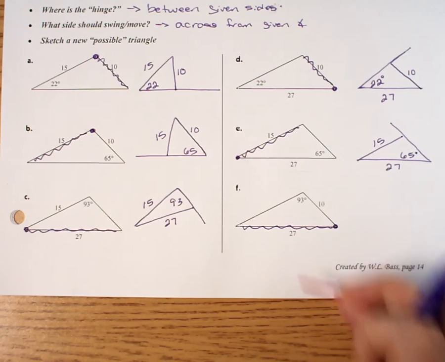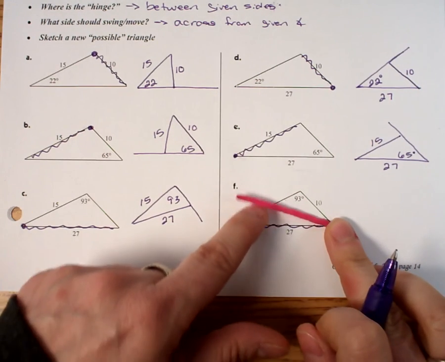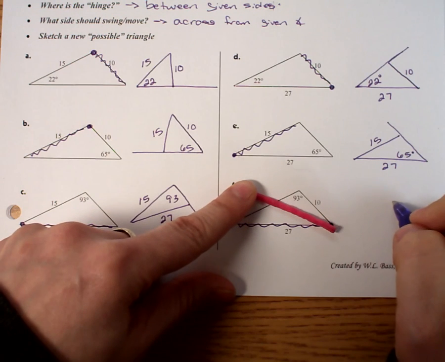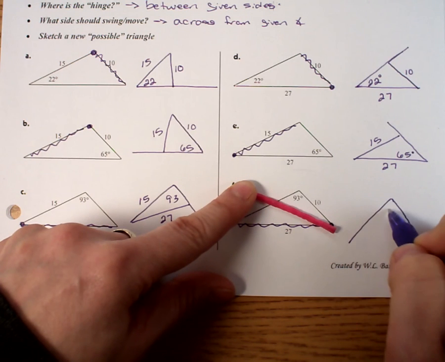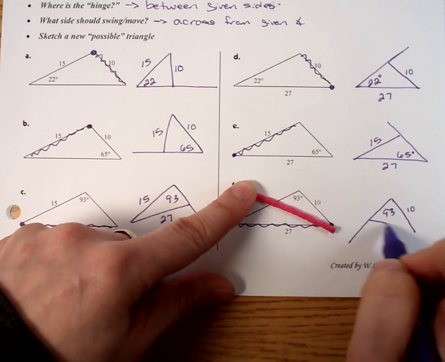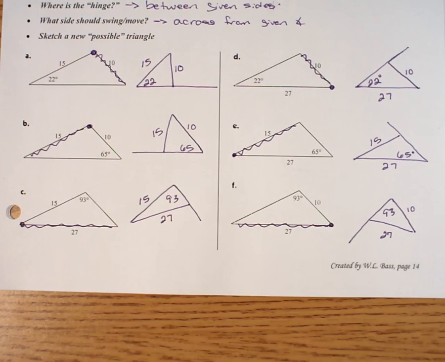Last one. Press down where the hinge is, move it to the inside. I'm going to keep my 10, keep my 93, and drop in the wiki stick. And that's what we have.